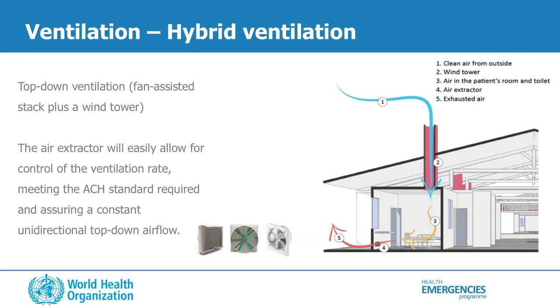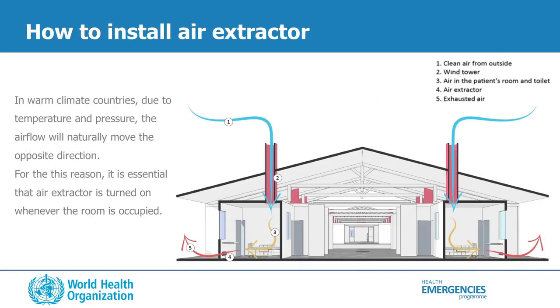Airflow should always move from clean to more dirty zones and in a top-down direction in order to reduce the risk of nosocomial infection. Using an air extractor will easily allow for control of the ventilation rate, meeting the air changes per hour standard required and assuring a constant unidirectional top-down airflow. In warm climate countries, due to temperature and pressure, the airflow will naturally move in the opposite direction. For this reason, it is essential that the air extractor is turned on whenever there is a patient in the room.